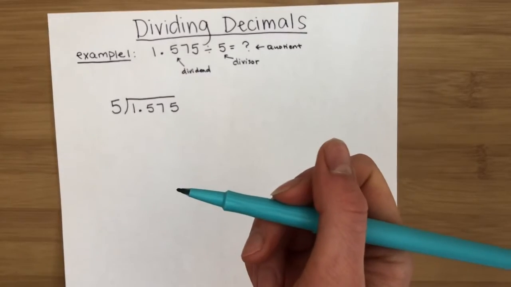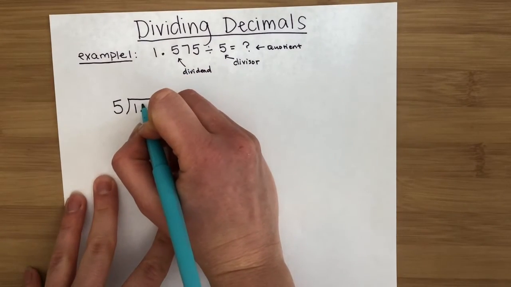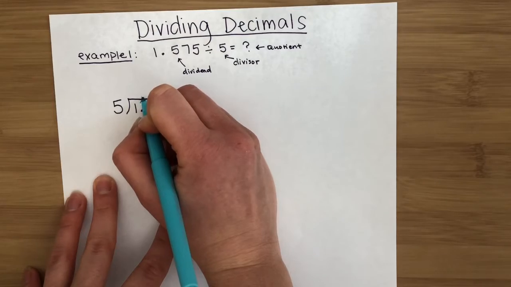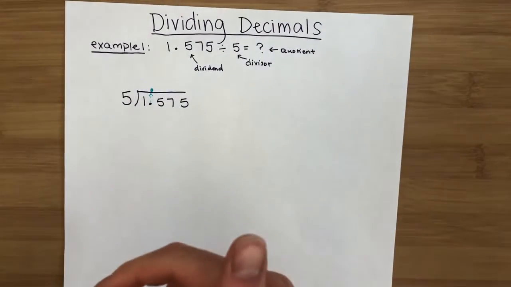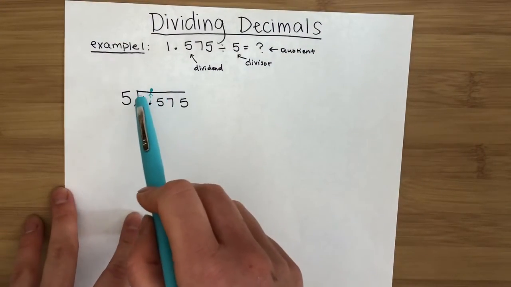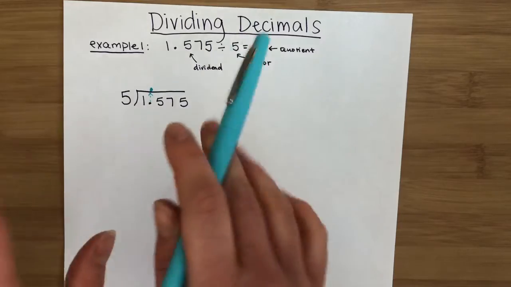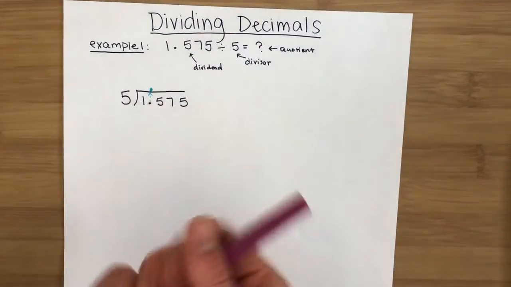So the very first thing we need to do when we're dividing a decimal by a whole number is bring this decimal straight up above the box. That decimal is going to stay there. That is the very first thing we want to do. Now, we have the decimal above the box, but below the box, we are going to pretend like the decimal is not there. So I'm going to divide like normal.